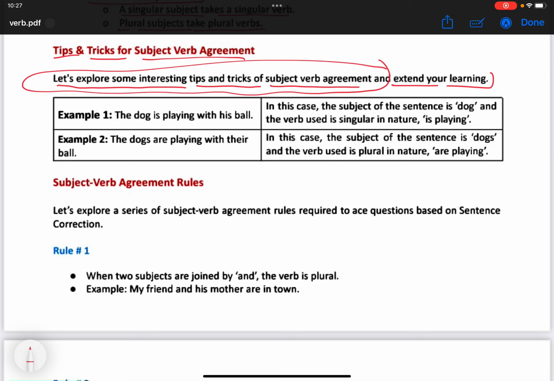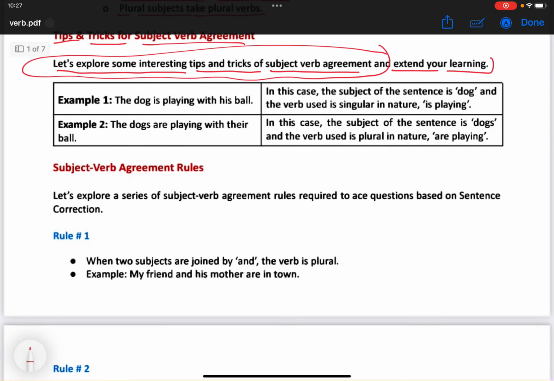सब्जेक्ट वर्ब एग्रीमेंट को सॉल्व करने की आसान सी थोड़ी बहुत छोटी मोटी ट्रिक्स। The dog is playing with his ball, the dogs are playing with their ball. In this case, the subject of the sentence is dog. Subject कौन है? Dog. And the verb used is singular in nature, is playing. इसमें dog है, इसलिए verb कैसी आएगी? Playing. Dogs, तो फिर plural verb आएगी. In this case, the subject of the sentence is dogs and the verb used, plural in nature, are playing.